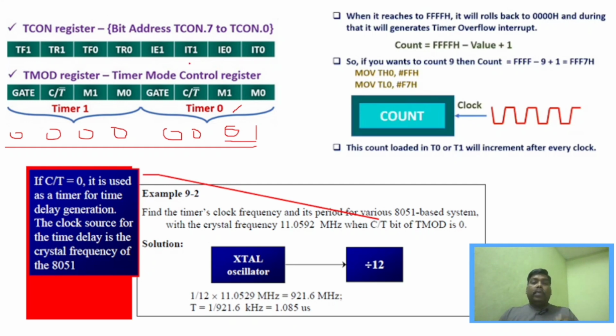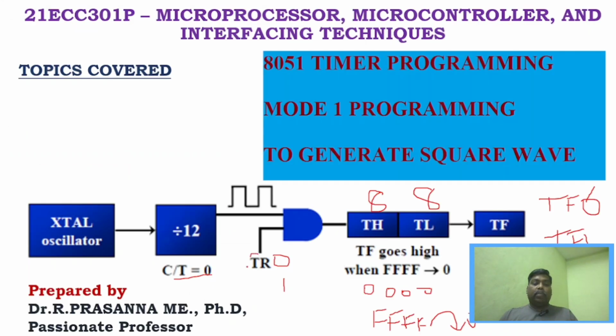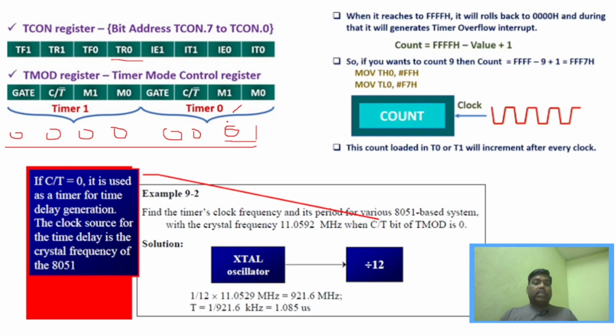And also, if you are using timer 0, then the TR bit, remember, I said this is the TR bit. Now we have configured this one. Now we have to make this TR0 enabled, because we are selecting timer 0. So this bit will be 1 and all others will be 0. Now we have configured the TCON register as well as the TMOD register.